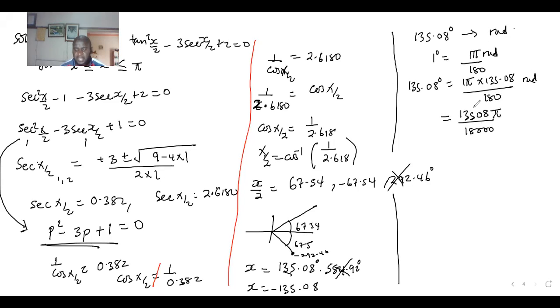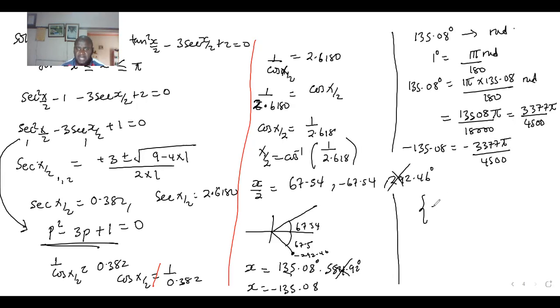When you simplify this, what do you get? By 4, you get 3377 pi. No, 3,000. 3377 over 4,500. Over 4,500. Good. Both positive and negative. So the negative 135.08 is going to be a negative 3377 pi divided by 4500.